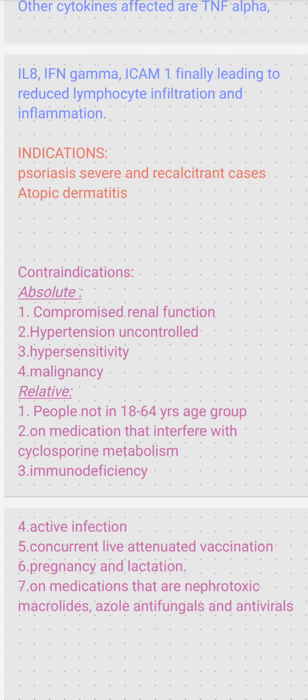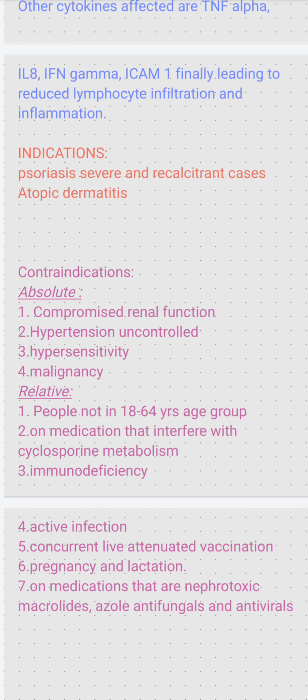Coming to contraindications, we can divide them into two categories, but in usual clinical practice, everything is taken really into care, and sometimes there can be a slight blurring of the line between absolute and relative contraindications. But most importantly, cyclosporine is a very nephrotoxic drug, so any patient who has compromised renal function or uncontrolled hypertension has an absolute contraindication for the usage of this drug.